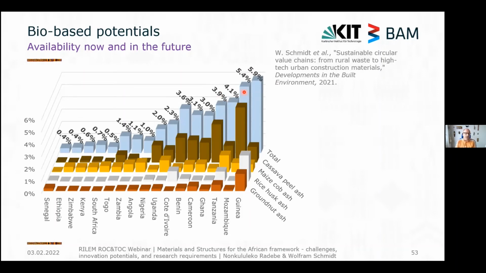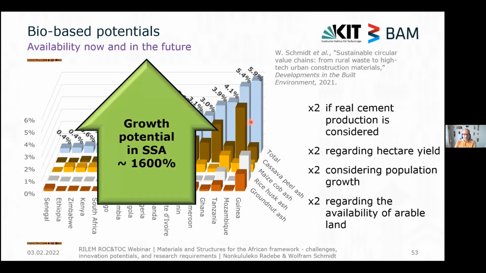This, in comparison to, for example, fly ashes or ground granulated blast furnace slag, sounds a little bit small, although it is, let's say, 1/3 of the global availability of these materials. But we have to see that the total cement production capacity is typically 2 to 3 times higher than the real cement production capacity. You also have to consider that in most African regions, the hectare yield of plants is relatively low, and it could be at least doubled. Then we also have to consider that the population is growing, and agricultural production and population growth are correlating one-on-one. And then we also have to consider this additional arable land which is available all over the African continent. So if we just multiply this, we can create a growth potential for these numbers of 1,600%.